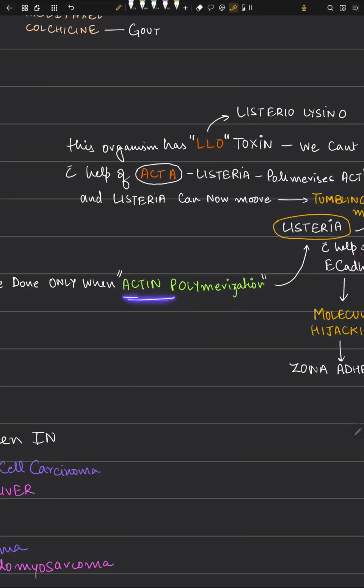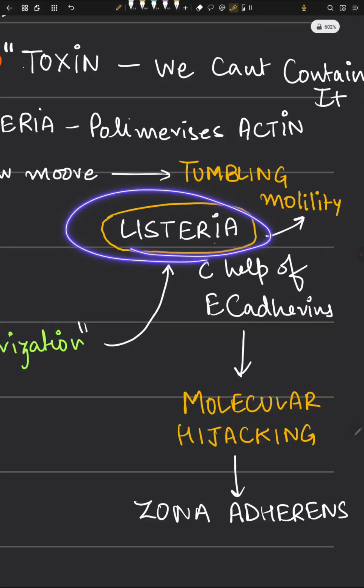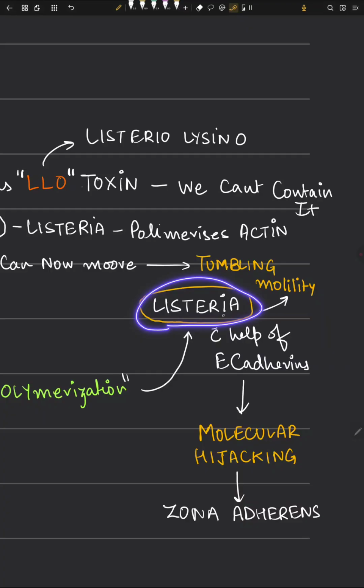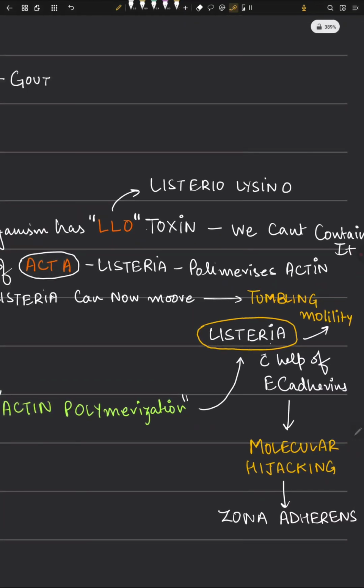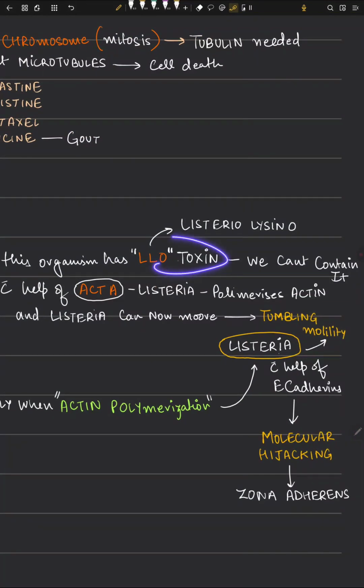Now this process can be done by other bacteria as well. What? Something called Listeria. Oh my gosh, what's it going to do? Well, this Listeria does something which is called tumbling motility. And what is it? It tumbles. And this organism has something called LLO, and this is a toxin. This is Listeria lysine O, and we can't contain it because it has this toxin. This toxin keeps phagocytes away.